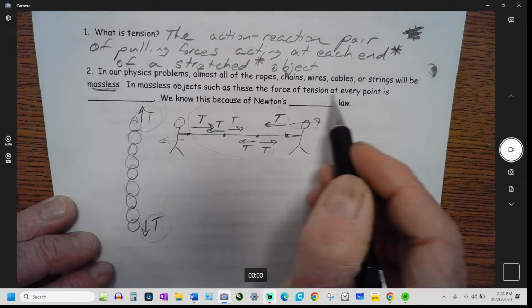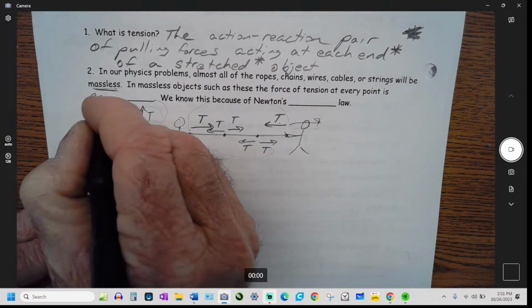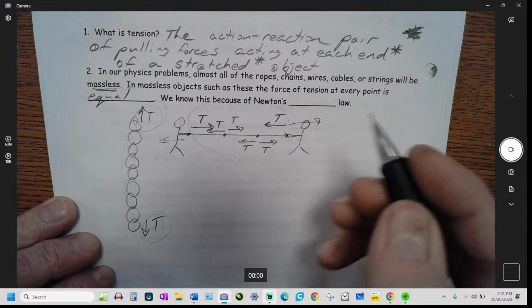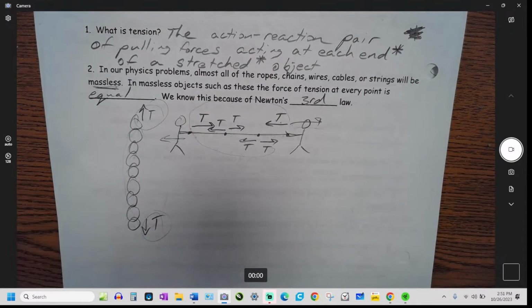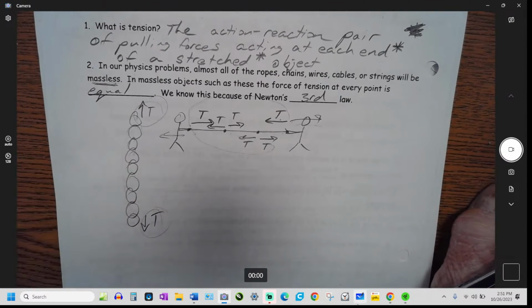So and also the force of tension at every point is equal. And I don't want to get into why, but Newton's third law is what you would use if you wanted to try to prove this. But I don't have time to try to prove that. So that's all you really need to know to do the homework.